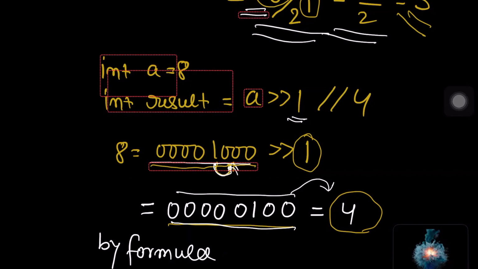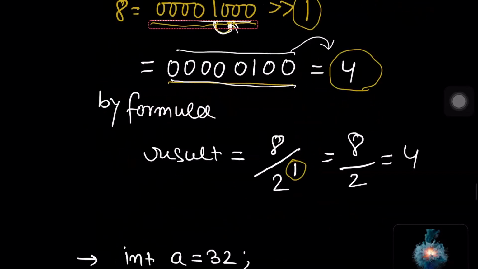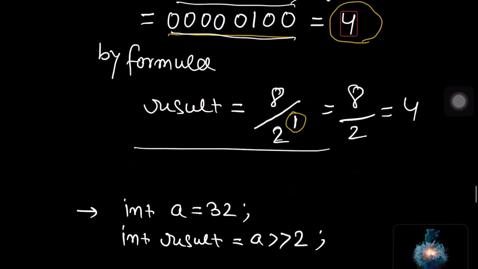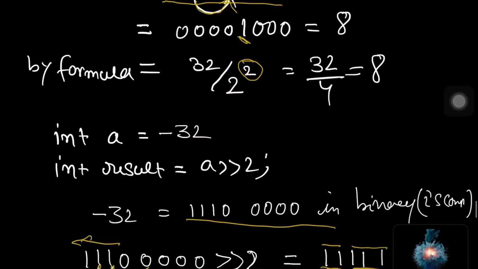Pretty straightforward. If you go by the formula also, it's pretty straightforward. You have the number 8, and because you want to shift by 1, you divide 8 by 2 to the power of 1, and you will get 4. Same thing with 32.